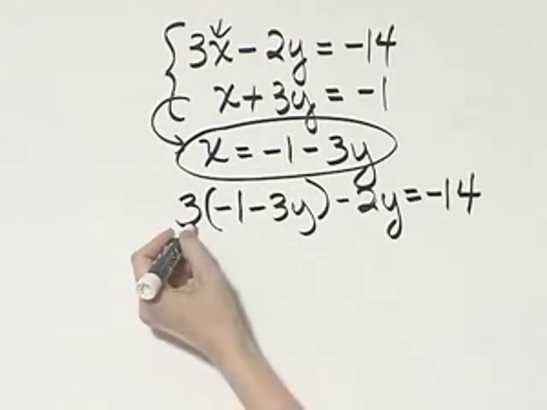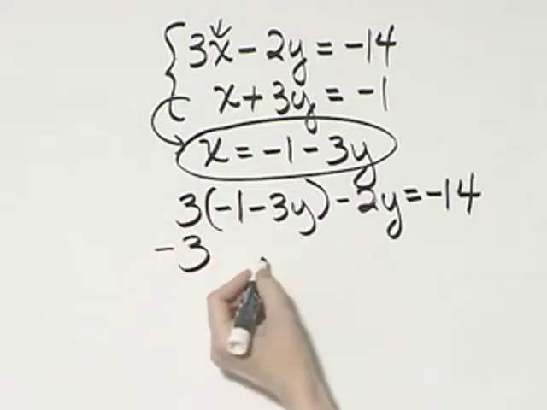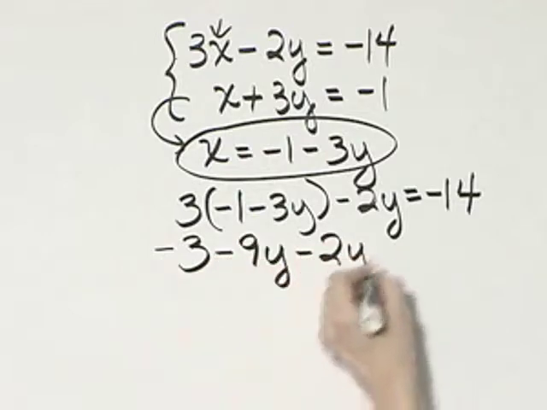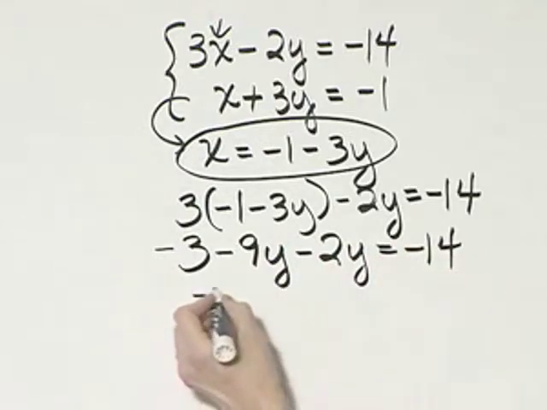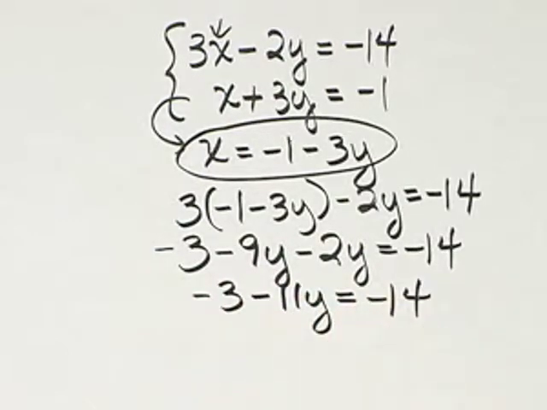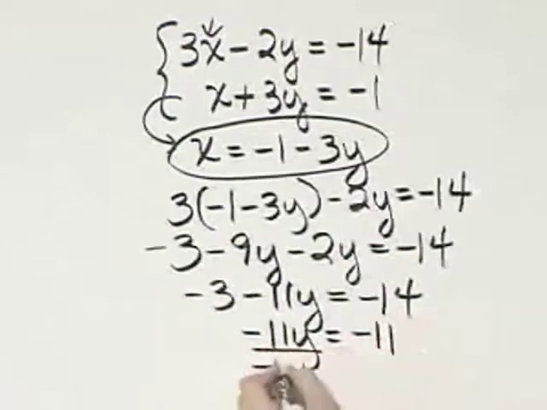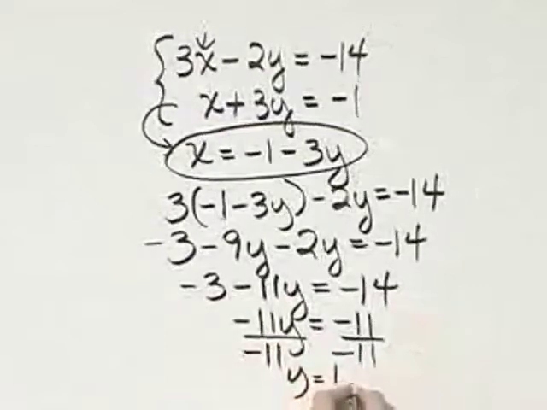Let's solve for y. We'll use the distributive property, that's -3, and then 3 times -3y, that's minus 9y, minus 2y is equal to -14. We have a few like terms here. I have -3 minus 11y is equal to -14. Let's add 3 to both sides. I'll have -11y is equal to -14 plus 3, which is -11. And then divide both sides by -11. And we'll have that y is 1.